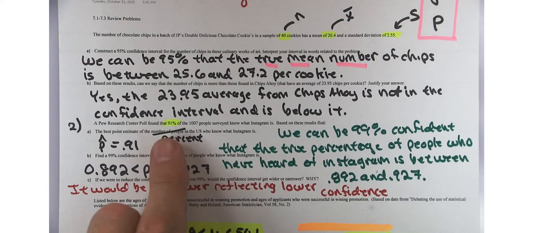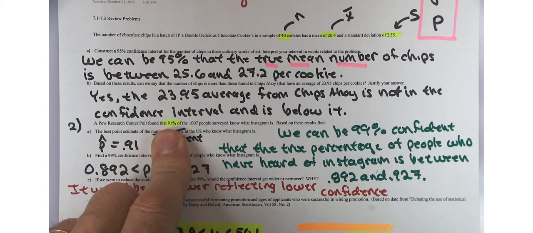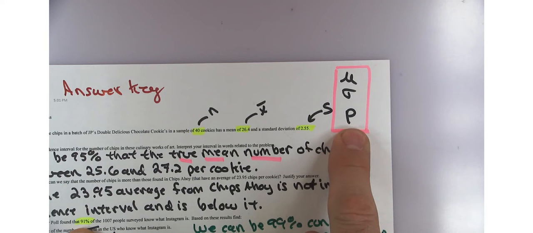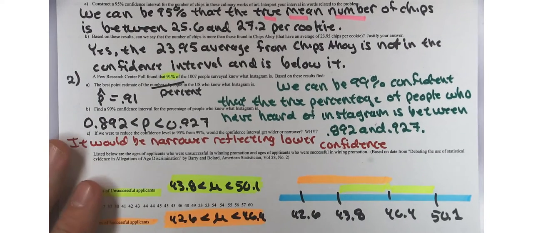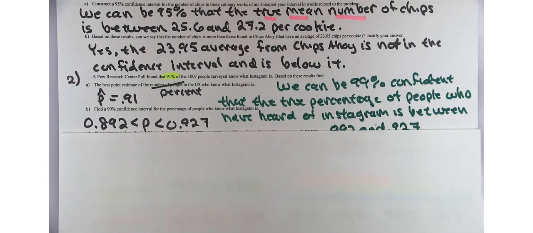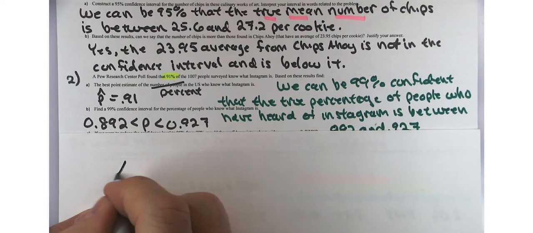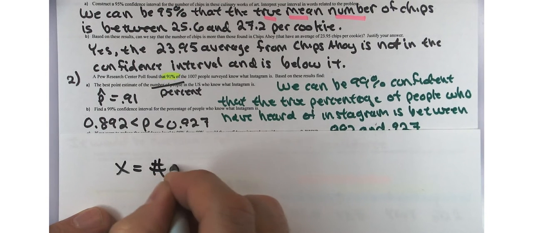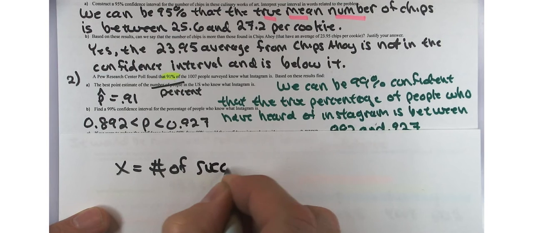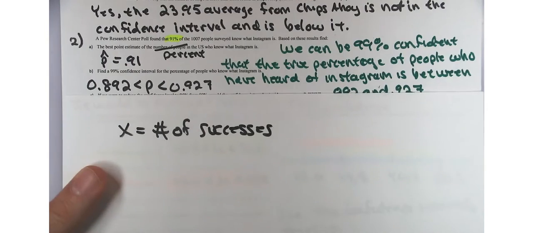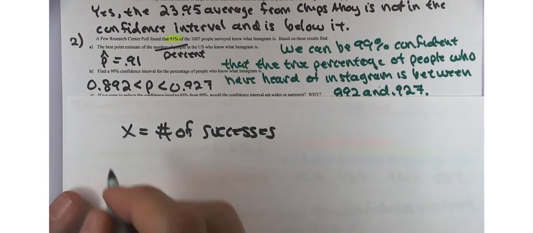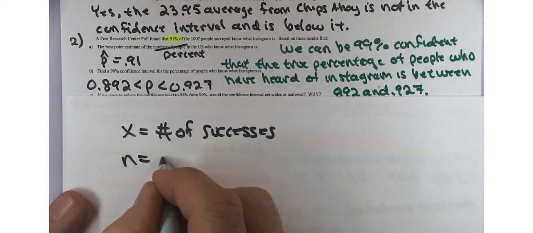In this case, since you're talking about a percentage or a proportion, we're going to do a confidence interval for a population proportion. The challenge you're going to run into when you do that is that in StatDisk, you need to fill out what x is. Now, x is the number of successes. Okay, so looking good there. n is the number of trials.